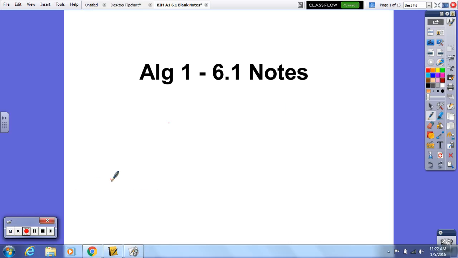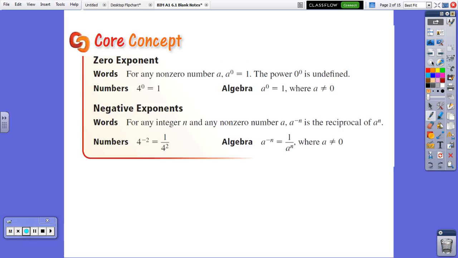Alright, today we're going over Algebra 1 6.1 notes in the Big Ideas textbook. So what you need is a pencil and your student journal. Go ahead and open up to 6.1 now and you can follow along. Alright, we're talking about exponent properties.